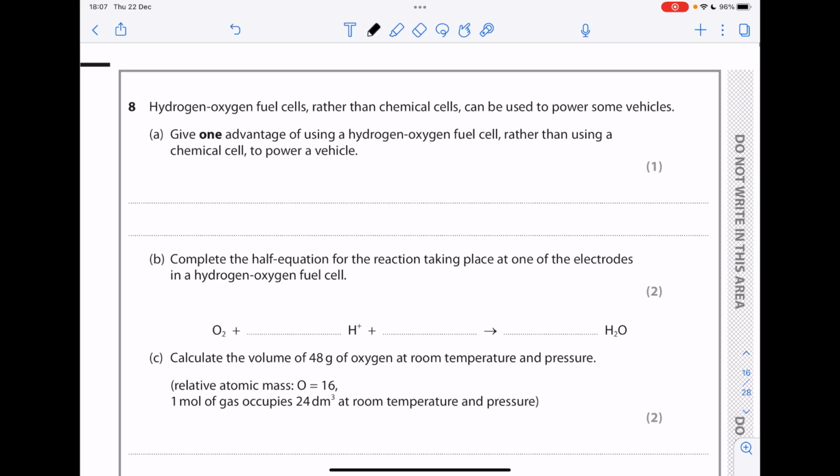Hydrogen-oxygen fuel cells, rather than chemical cells, can be used to power some vehicles. Give one advantage of using hydrogen-oxygen fuel cell rather than using a chemical cell to power a vehicle. The main thing here is that chemical cells contain toxic substances which need careful disposal afterwards, or you can say that a hydrogen-oxygen fuel cell provides a constant voltage.